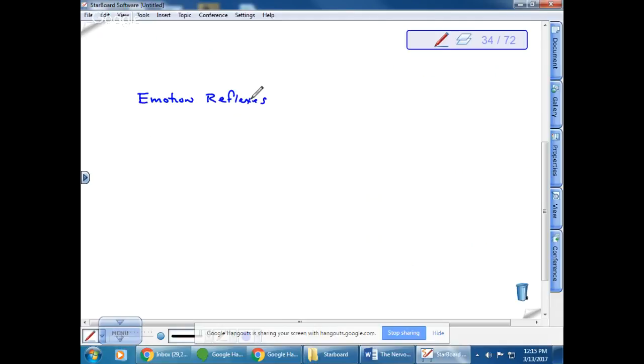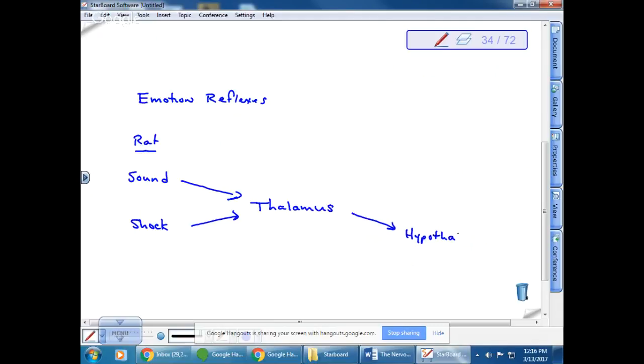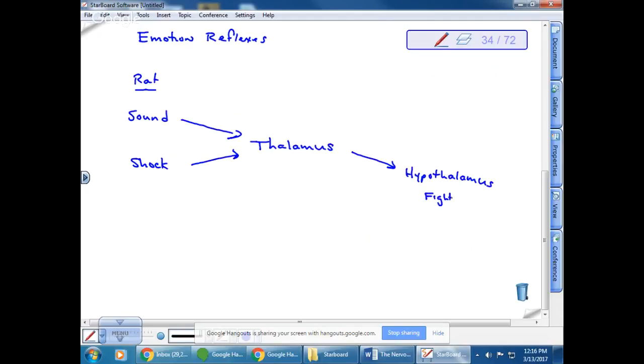Okay, so I'm going to use an example, a psychological experiment, a classical conditioning experiment with a rat. So let's talk about rats. This isn't in a human, it's in a rat. We have a sound and we have a shock. These are two different types of sensory information. They're sending action potentials into the nervous system and they go through the thalamus. So these both come in and here we have the thalamus. The thalamus can then send it to the hypothalamus, and the hypothalamus can cause the fight or flight response. This is a reflex, so it's fast. So I'm going to put fast here.